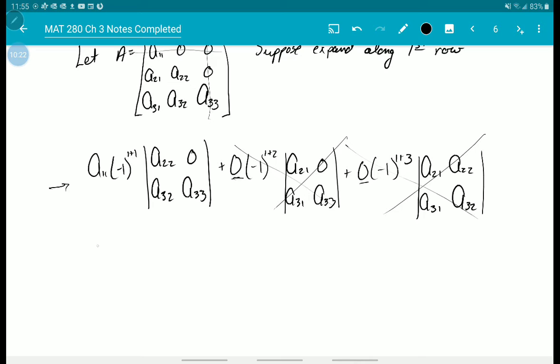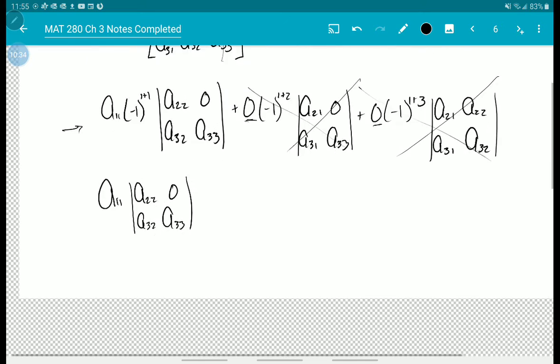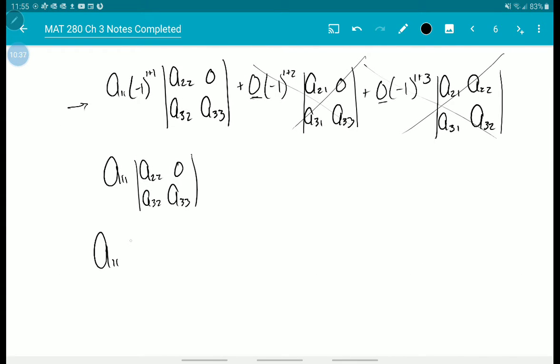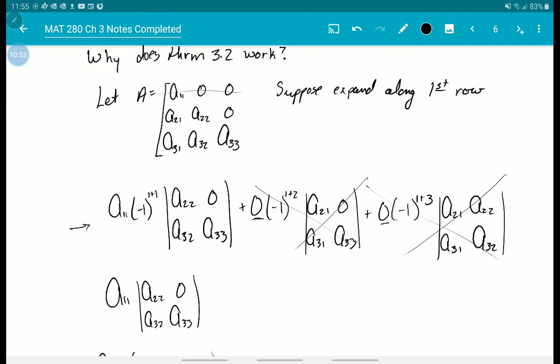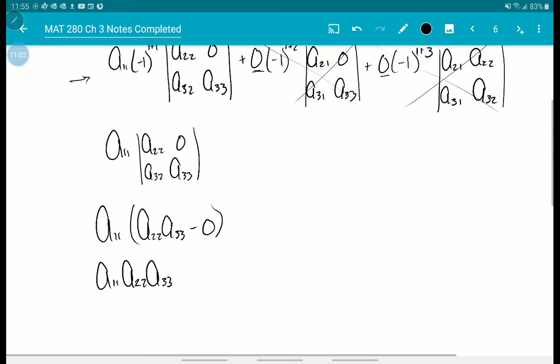What is that? Well, this is going to be a11 times negative 1 squared, which is positive 1, times the determinant of a22, 0, a32, a33. And that determinant would be a22 a33 minus 0. So the determinant is just a11 times a22 times a33, which are the entries down that main diagonal. If we were to go back and look at what A looked like, there are the entries down the main diagonal. So you can see how it's going to be that product. So that's for a lower. Uppers work the same way.